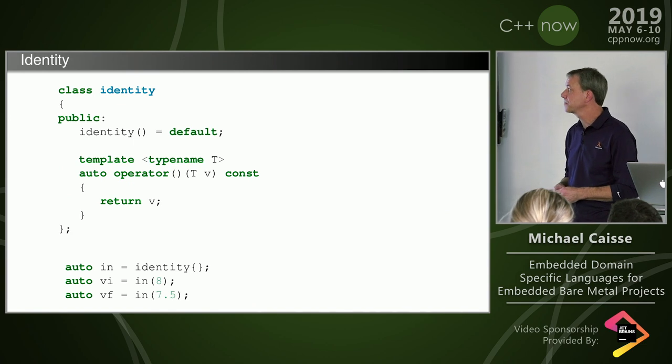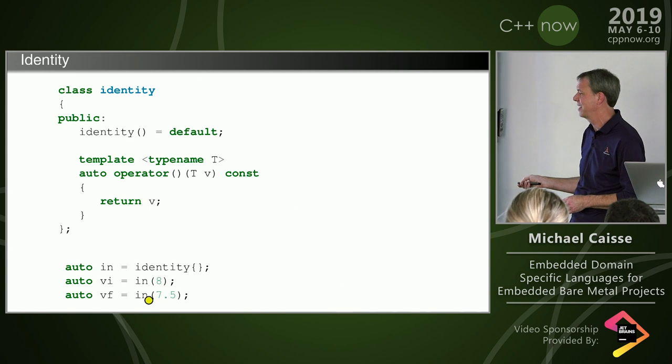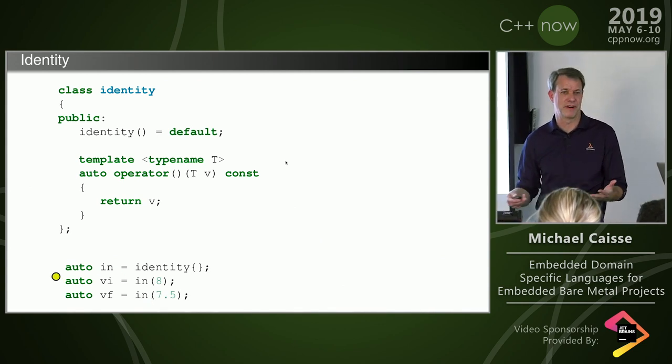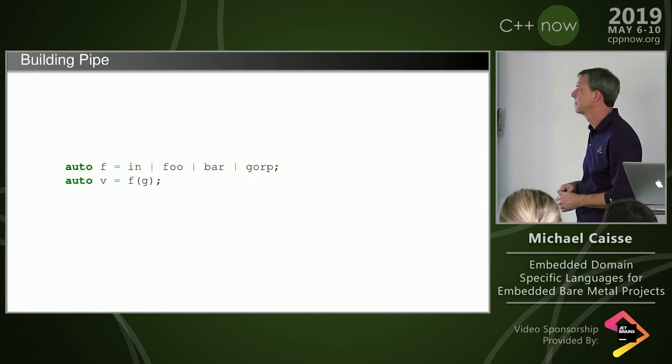Okay. So here I passed in 8 and I got 8 back, which was an integer, and 7.5, and I have a floating point version back, right? So 7.5. So this is going to do what I need.